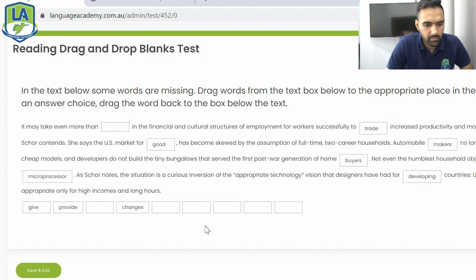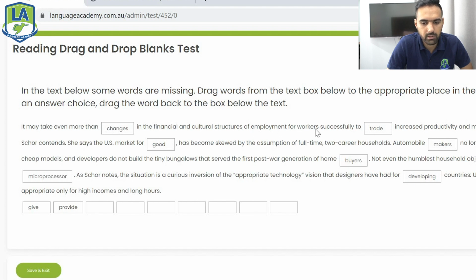Then you have got, it may take even more than dash in the financial. More than what? More than give won't make any sense. More than provide won't make any sense. More than changes in the financial and cultural structures of employment for workers to work successfully or trade successfully. So there should be some changes in the current structure of employment so that workers can trade productivity for their leisure time. So this is the right answer.